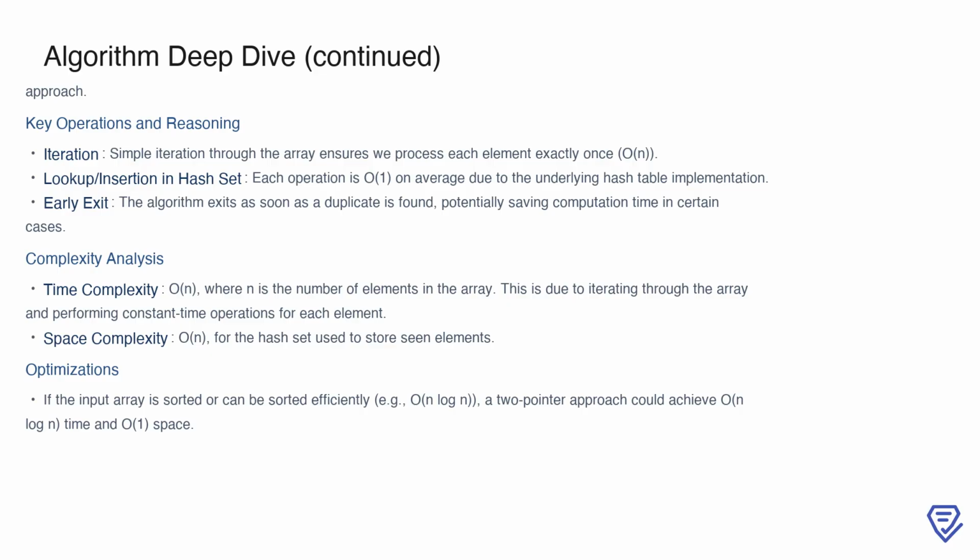However, there are alternative approaches that may be more suitable depending on the constraints. For example, if the array can be sorted efficiently, a two-pointer approach could achieve O(n log n) time complexity while using O(1) space. Ultimately, the choice of algorithm depends on the specific requirements and constraints of the problem. By carefully considering these factors, you can select the most appropriate solution while balancing time and space efficiency.